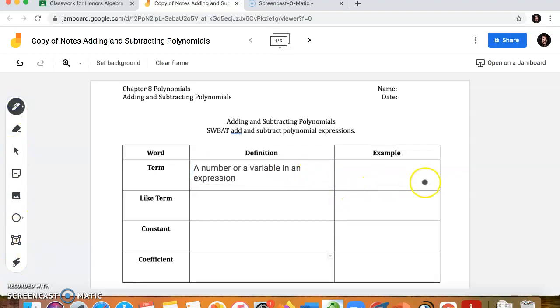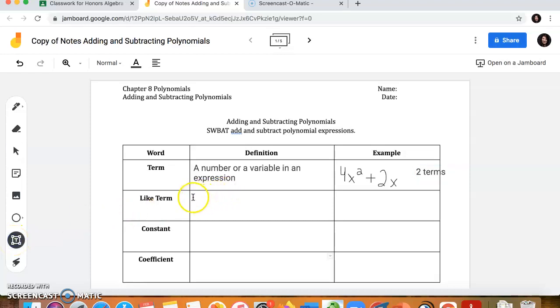Let's say we have 4x squared plus 2x. Those are both going to be terms. So here we have two terms. The 4x squared is a term and the 2x is a term. They are both terms. So this expression would have two terms. The next word I want to go over is like terms.